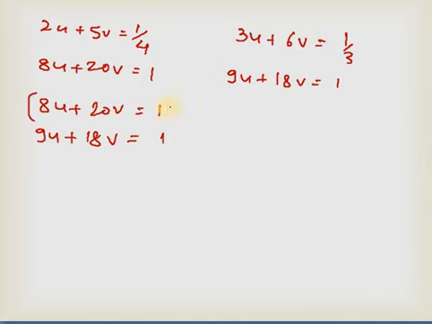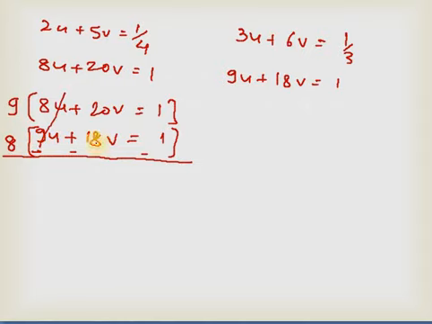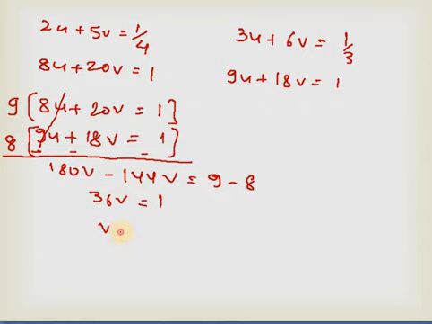So I want to cancel the u term first. I will multiply by 9 and by 8, because the LCM of 9 and 8 is 72. They don't have any common factor, so we just multiply. They have the same sign, so we will subtract in order to solve. 8 into 9 is 72, 8 into 9 is 72, this will cancel. 9 into 20 will be 180v minus 18 into 8 which is 144v is equal to 9 minus 8. So 180 minus 144 will be 36. 36v is equal to 1, so we got v is equal to 1 upon 36, right?